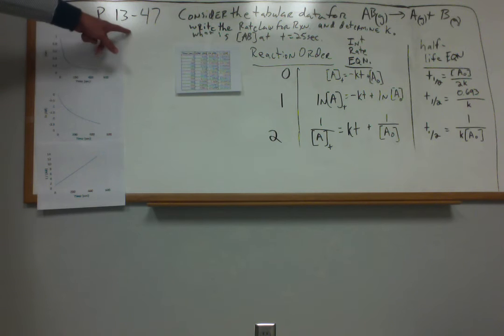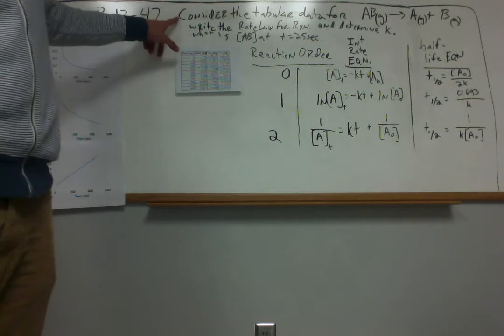Alright, this is sample problem 13-47 from your book. It's going to give us some tabular data and ask us to write the rate law for the reaction. It's a nice problem because what it boils down to is analyzing experimental data that you're given through a graphical approach that we're going to talk about, and figuring out what the order of the reaction is with respect to the reactant from the actual experimental data.